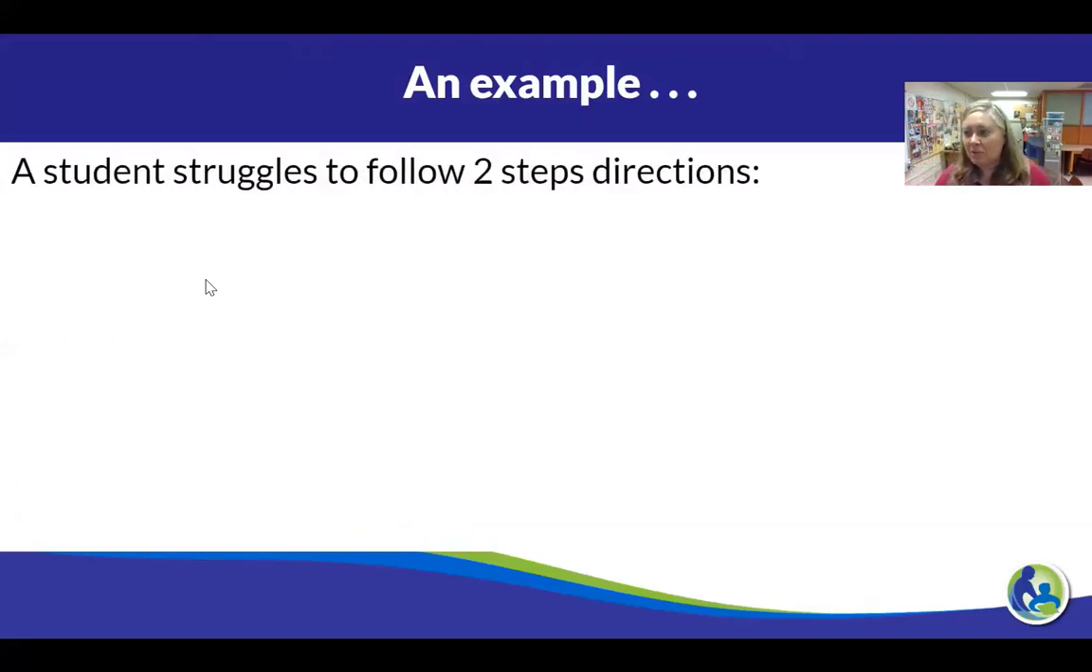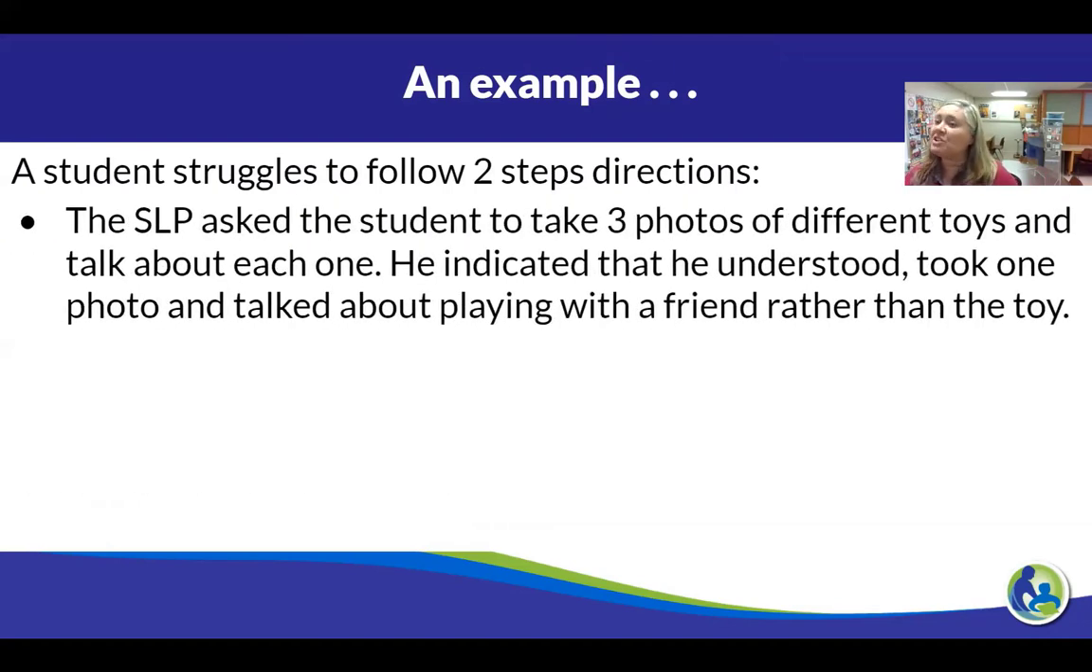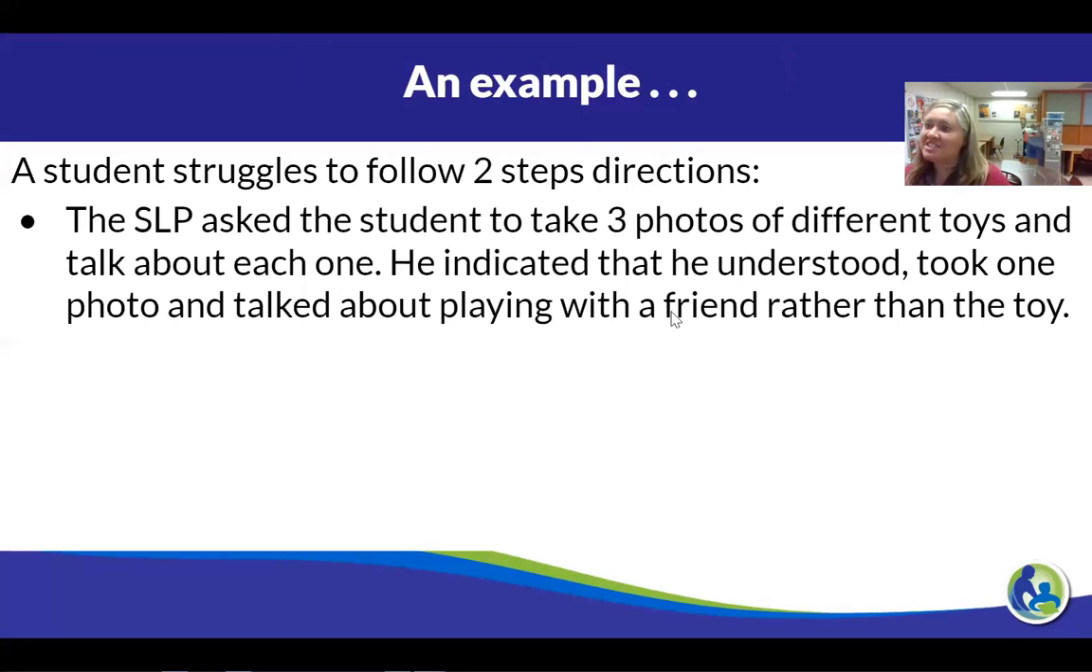In this example, a student is having difficulty following 2-step directions. I already knew this about the student from a variety of sources, not just one test, because he was on my caseload. I knew that in the classroom he wasn't following directions, in speech therapy he wasn't following directions, and on formal testing he wasn't following directions very well. So I had plenty of places to get a baseline for his ability to follow 2-step directions.